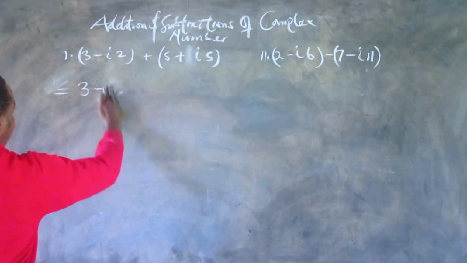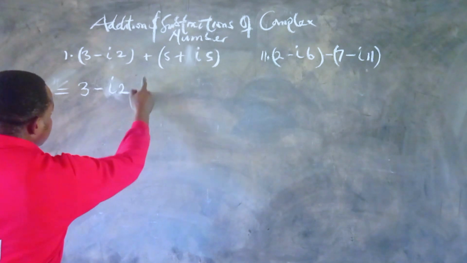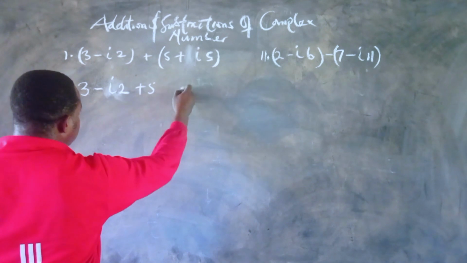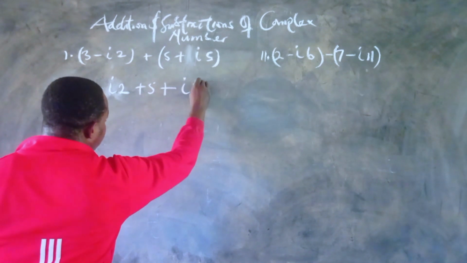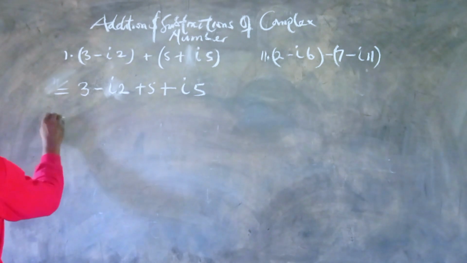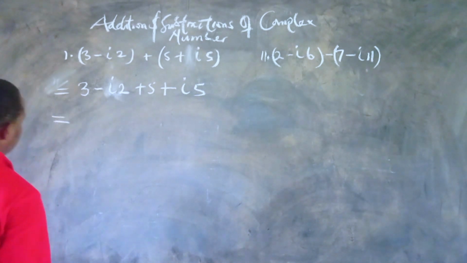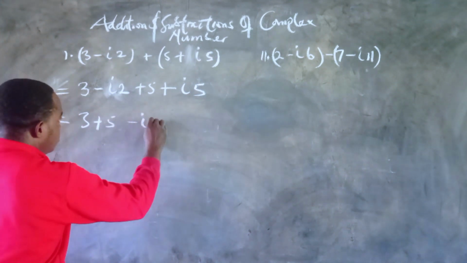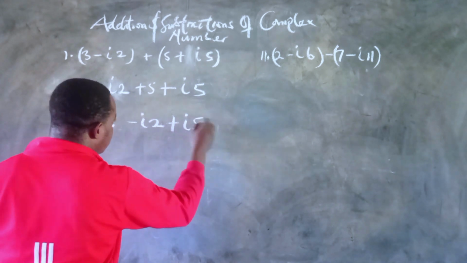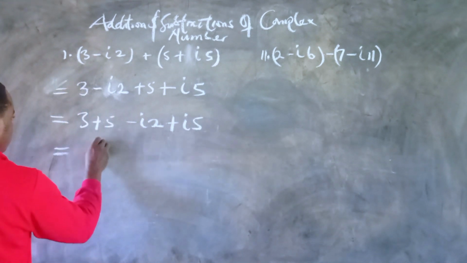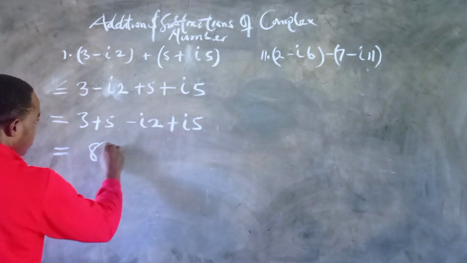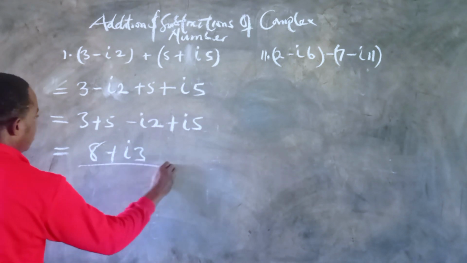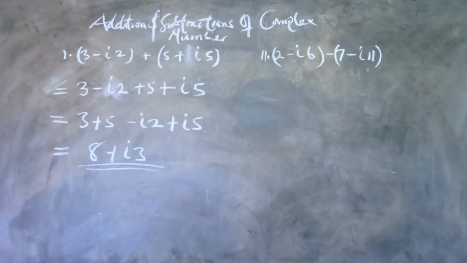So in the first bracket we have 3 minus imaginary 2, right? And plus, let's open the bracket back there with the plus. So we still have what is in the bracket. So we have 5 plus imaginary 5, right? So what we do next is we simply go on and sort it. Put the real part together and the imaginary part. So we sort it. And 3 plus 5 is 8. And negative i2 plus i5 is plus i3, imaginary 3, right? And that's it, as simple as that.